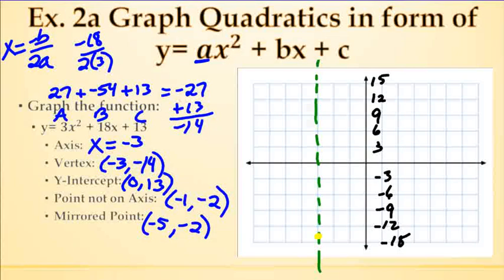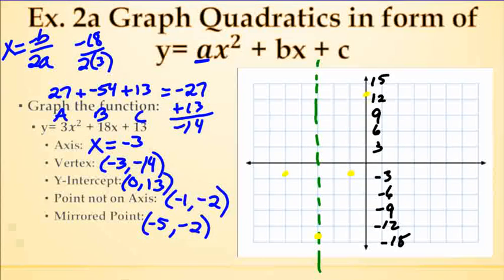We have y-intercept 0 and positive 13. So 0, 13 would be about here. Negative 1 and negative 2. So negative 1, negative 2 would be here. Mirror that. Negative 5 and negative 2 is here.